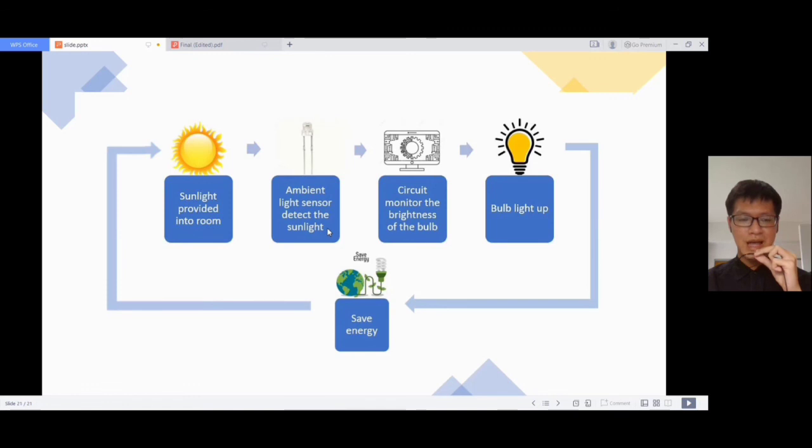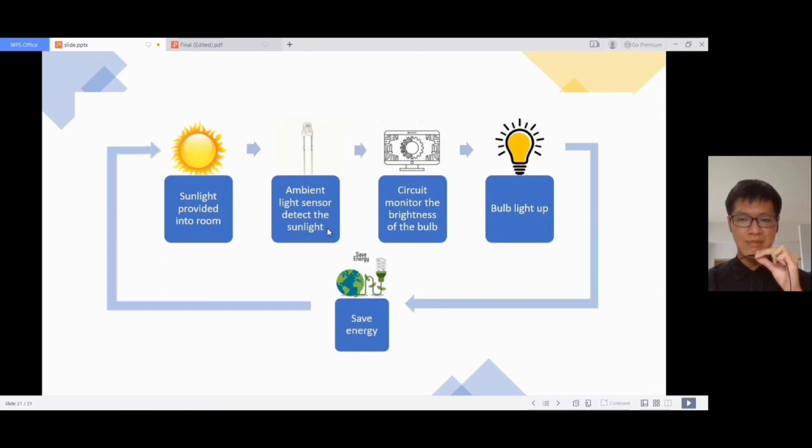In summary, our product allows the sunlight to enter the room from the window, and the circuit will detect the sunlight using the ambient light sensor. After that, the ambient light sensor will change its resistance depending on the brightness of the sunlight. And the transistor in the circuit will monitor it to change the brightness of the bulb.